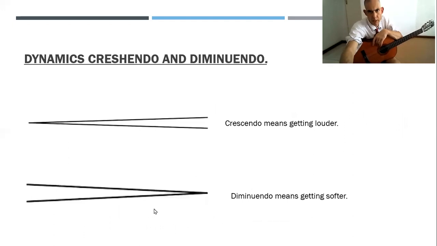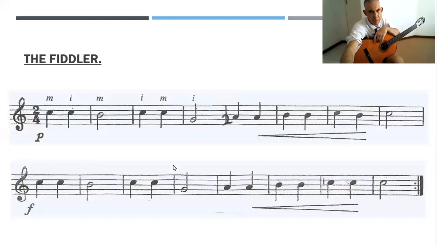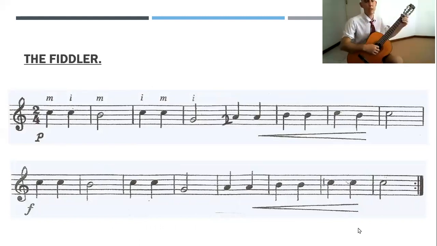These are dynamic markings. Crescendo means getting louder. Diminuendo means getting softer. These are also referred to as hairpins. Let's play the fiddler now. So I'm going to play the repeat and try to put in the dynamics. 1, 2, 1, 2.